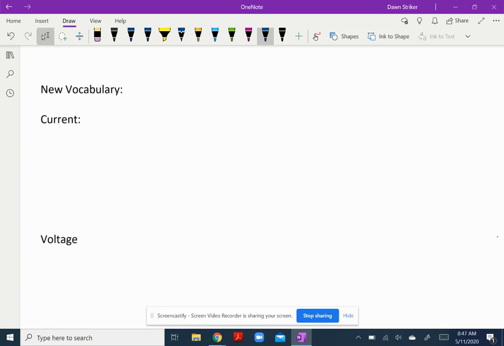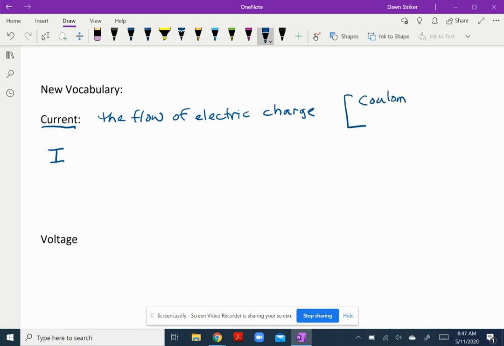All right. So the first new word we have is current. Current. The symbol for current is I. I don't know why they use an I for current, probably because C is already used for the speed of light. But current indicates the flow of electric charge. And it's actually in coulombs per second.